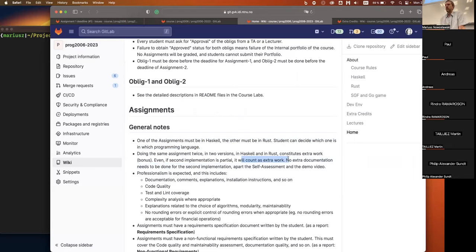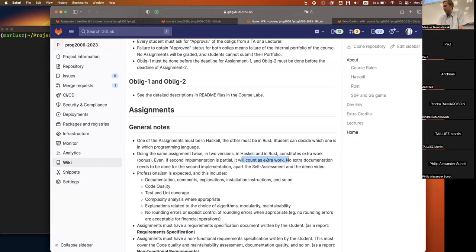How hard would it be to re-implement something in, let's say, Rust once you've done it in Haskell? It's a much easier job. You probably know it already. Once you implemented something once, re-implementing it again takes much, much shorter time. So it looks like twice as much work, but it's not. Of course, it's extra work, but it's a bit easier to do it the second time around. You don't have to do it, and it's not required.